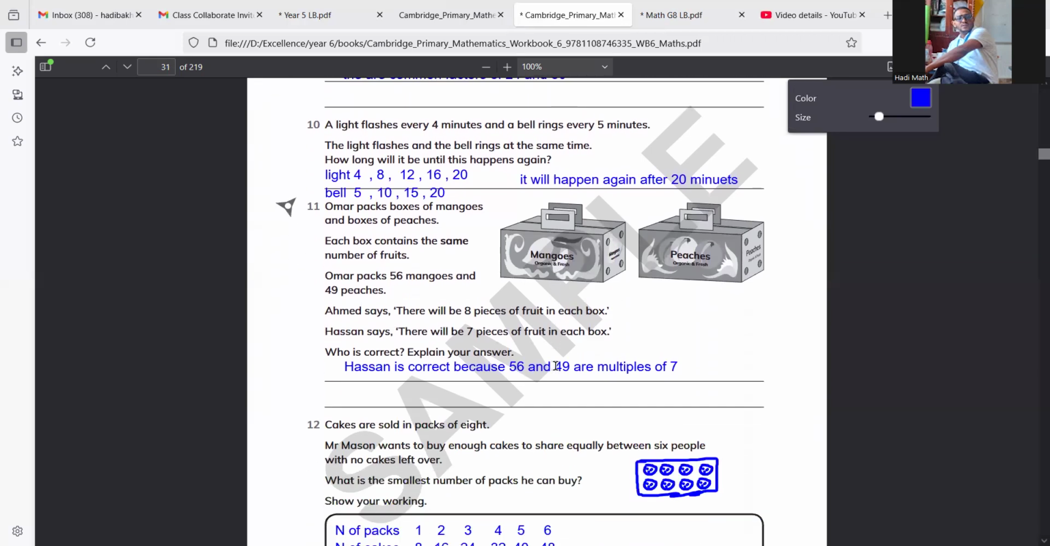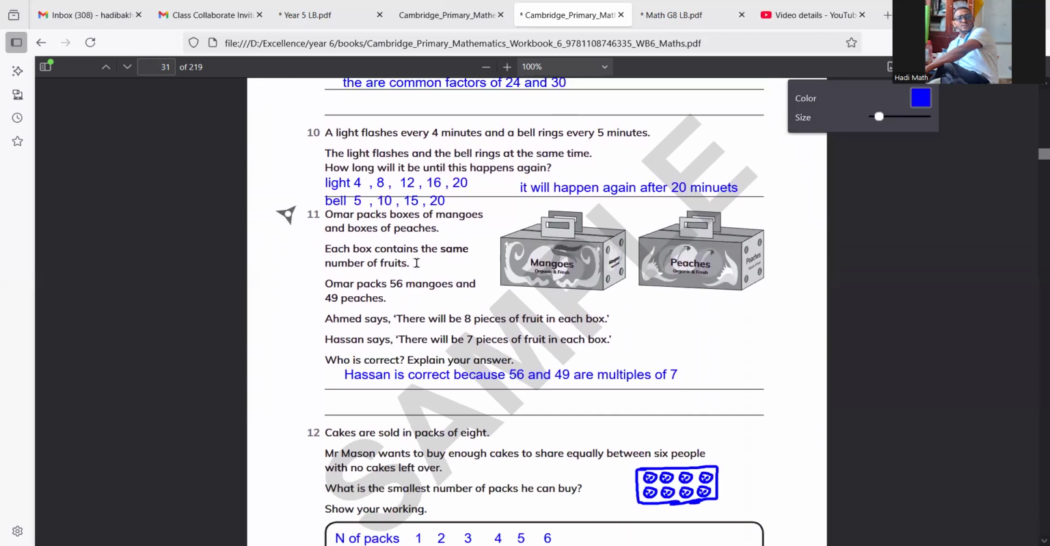Look at question number 10. We said a light flashes every 4 minutes and a bell rings every 5 minutes. They say the light flashes and the bell rings at the same time.